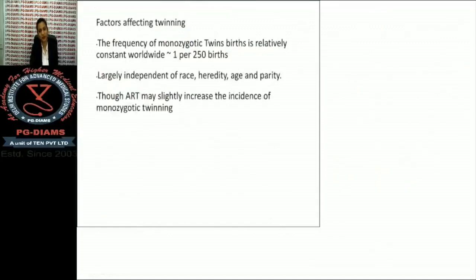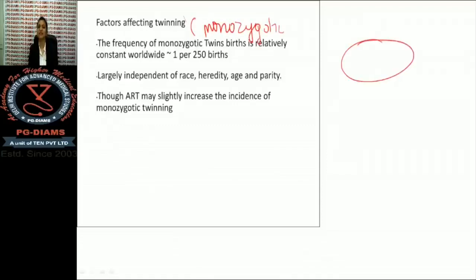Now if you come to monozygotic twinning, the factors affecting it: it is a simple chance factor. There was an embryo which somehow got divided into 2 parts and then twins started developing. So it is rather a chance factor and it is not dependent on any risk factors. That said, there is one more thing.